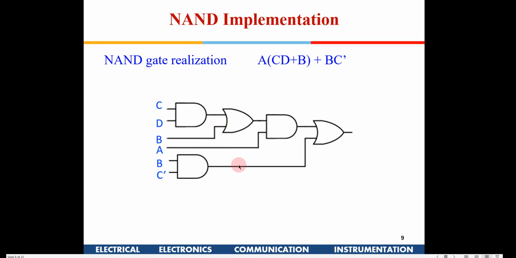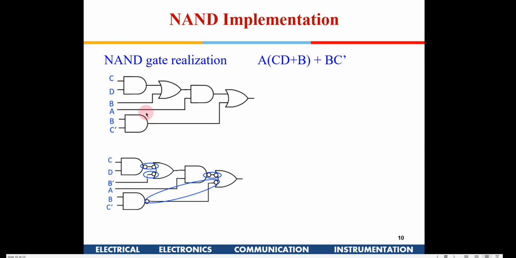Suppose this is what I am getting after simplification. Now this is AND-OR, but I have only NAND gates, so I need to redraw this circuit using only NAND gates. So what do I do? Let me use the bubble technique.